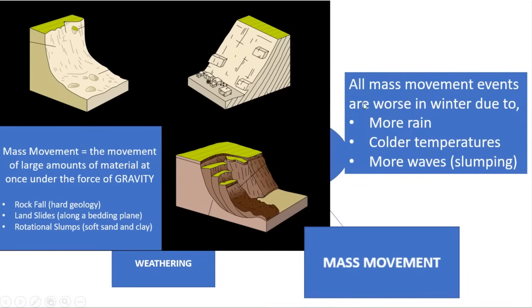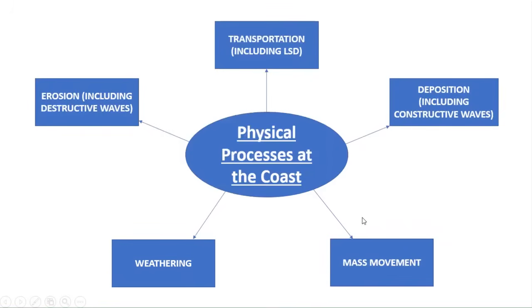Now again, how weather ties into this: mass movement events are worse in winter. The reason being there's much more rain, and all of these rely on rain to lubricate or to create freeze-thaw weathering. It's also much colder, so again freeze-thaw too, and there are more waves attacking the base, so again slumping is more likely in those cases.